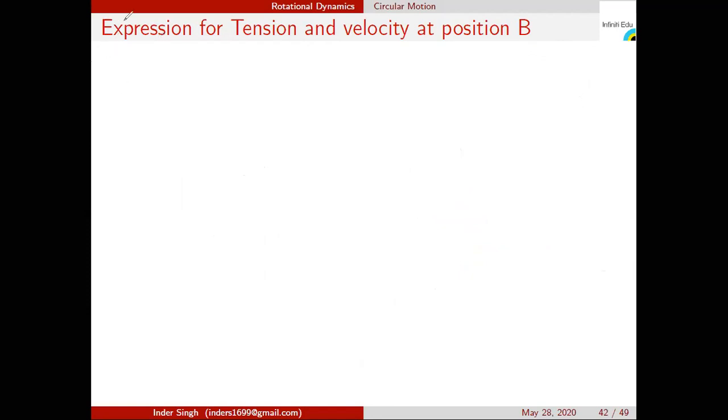So what is the question? Derive an expression for tension at position B. Look, most of the cases both will not come together; either tension will come or velocity will come. Derive an expression for tension at position B, or at bottom position. You can say at bottom position. Then we should draw the diagram with all the forces present at position B.